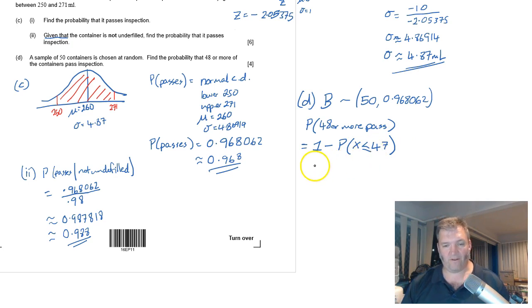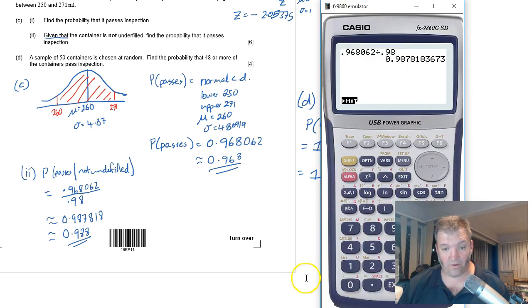How do I find this value? That's 1 minus, and here we've got binomial CD, binomial cumulative distribution. And let's go ahead and do that on our calculator, and then I'll know what to fill in.